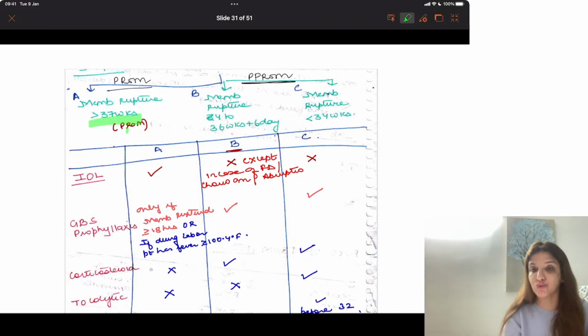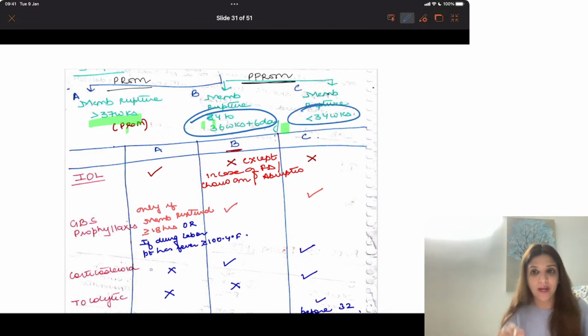Again, I am dividing it into two categories, early PPROM and late PPROM. Late PPROM means when PPROM is happening between 34 to 36 weeks plus 6 days, and early means when it is happening at less than 34 weeks. Right? Now, the first thing is induction of labor.